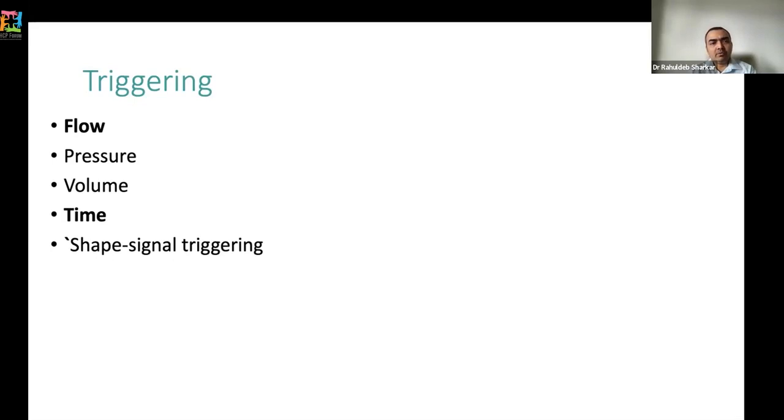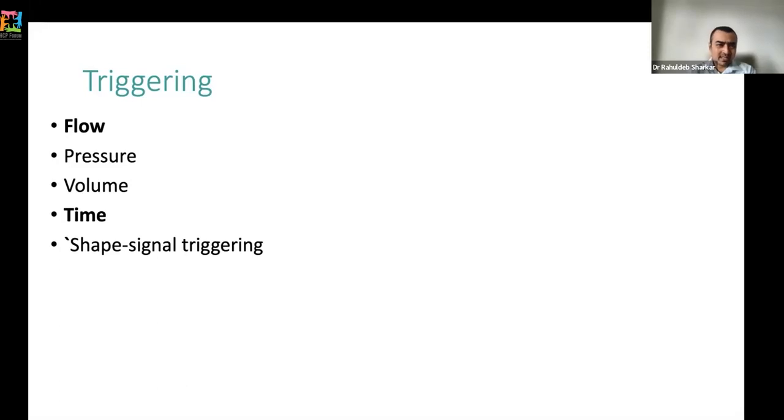There will be some questions around asynchrony or dyssynchrony, and for that, understanding the triggering is important. The main two triggers that are used these days are flow trigger, which is mainly in support mode ventilation, and time trigger, which is in control mode ventilation.